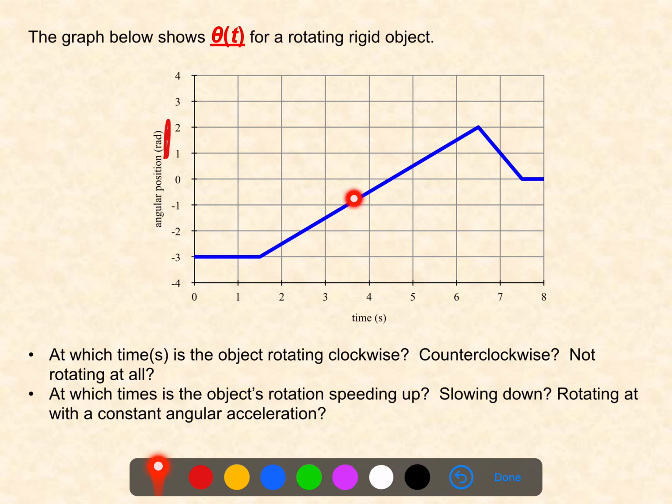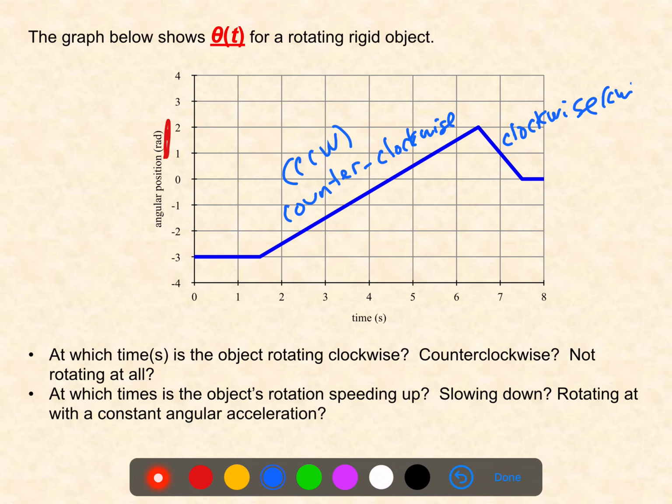Well, if there's a positive slope, then our convention tells us that that's counterclockwise. So at the beginning here we have counterclockwise as it's heading up this slope. Sometimes I abbreviate that like so. And then if we have a negative slope like we have over here, that's going to be clockwise rotation by our convention. Okay, and sometimes we abbreviate that as just CW.